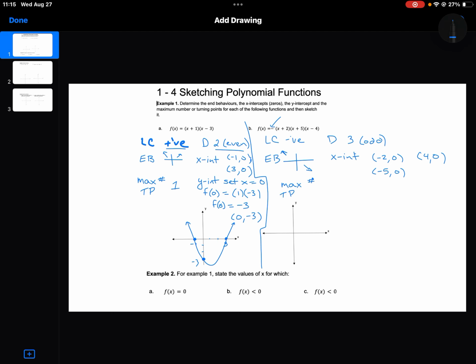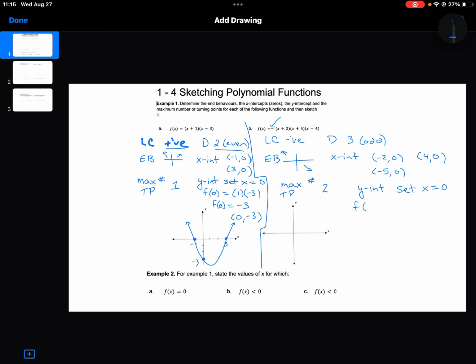We have a degree 3 function. The maximum number of turning points is the degree minus 1, which is 2. And then the last characteristic that we're going to find is our y-intercept. And we're going to set x equal to 0 to do that.